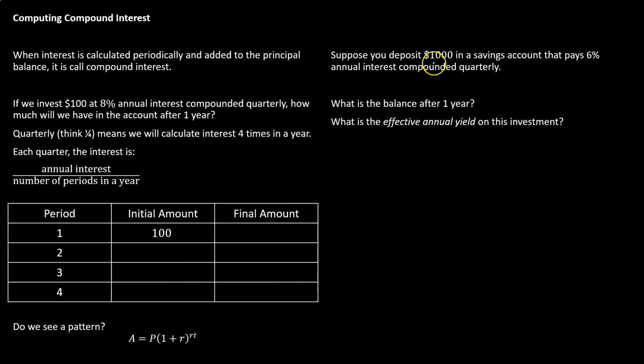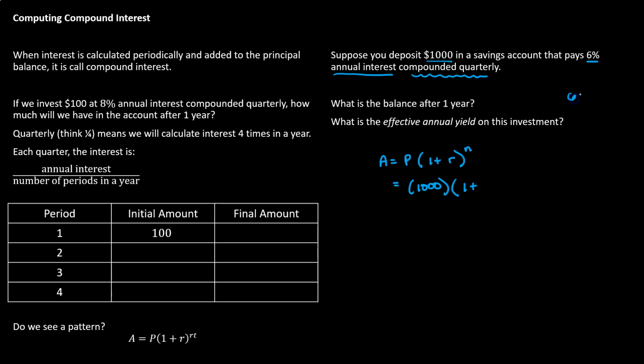Let's try another example. Suppose you deposit $1,000 into a savings account that pays 6% annual interest, but it's compounded quarterly. We want to know what's the balance after 1 year. To find that balance, we're going to calculate the final amount, which is our principal, times 1 plus the periodic interest rate raised to the nth power. So our principal is 1,000. Multiply that 1 plus our interest rate, which we need to calculate.